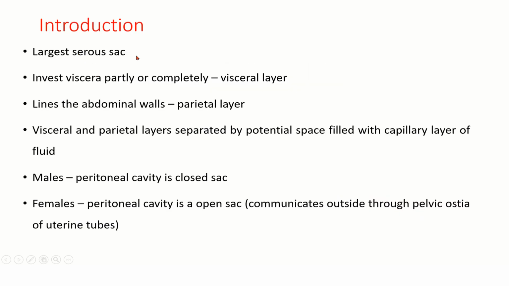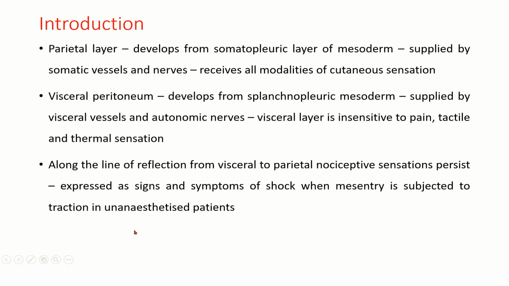So the peritoneum is the largest serous sac. It invests viscera partly or completely. The visceral layer covers the viscera, and the parietal layer lines the abdominal walls. The visceral and parietal layers are separated by a potential space filled with a capillary layer of fluid. In males, the peritoneal cavity is a closed sac, whereas in females, the peritoneal cavity is an open sac because it communicates outside through the pelvic ostia of the uterine tube.